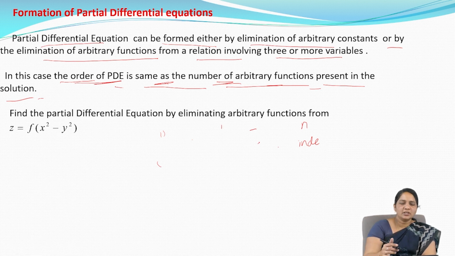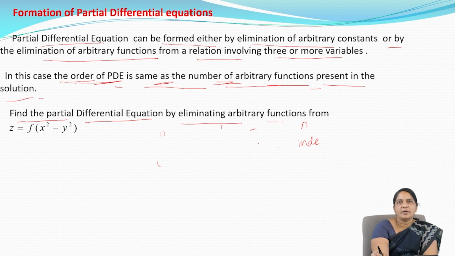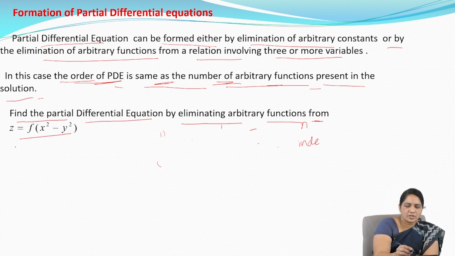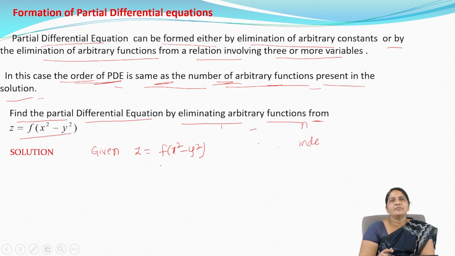Find the partial differential equation by eliminating the arbitrary function from z equal to f of x square minus y square. Coming to the solution, z equal to f of x square minus y square is the given function.